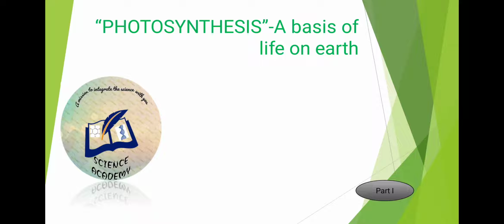Today we are going to discuss the topic photosynthesis. This is a very important topic in all upcoming competitive examinations and board examinations. I have decided to keep this topic distributed in different lectures so that I could deliver each and every minute detail on each and every point, and you can pick up or note down whatever you want. So let's start.